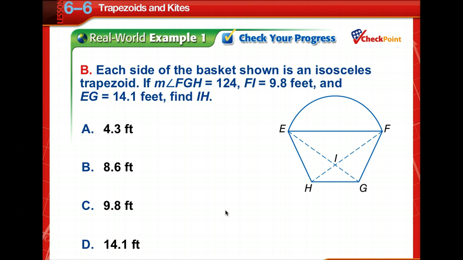Okay, now for another part of the check your progress. So pause the video for a moment, then come back and check your answer. Well, I know that 14.1 feet minus 9.8 feet will give us the measurement of IH. So that ends up with 4.3.